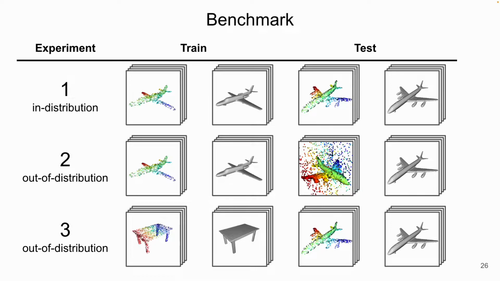In the second experiment, we reconstruct surfaces again from known shape categories, but this time from unknown sampling defects. So we keep the same trained models as before, but we test on point clouds with 10,000 points and 10% added outliers. And in the third experiment, we reconstruct surfaces from unknown shape categories, but with known sampling defects.